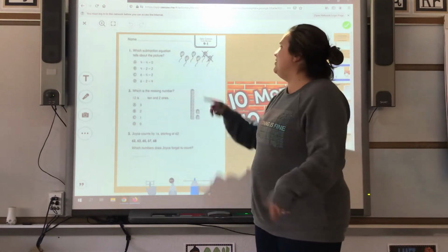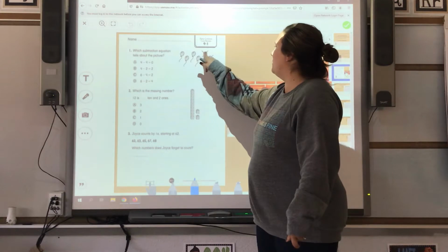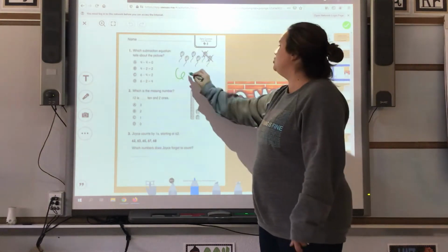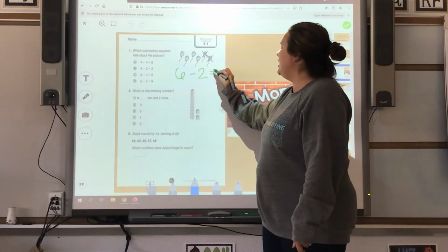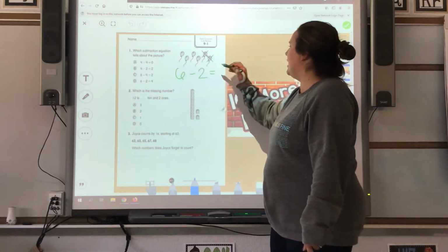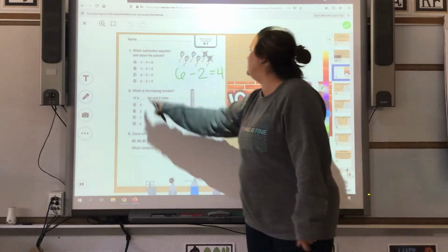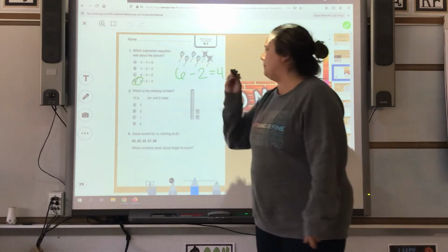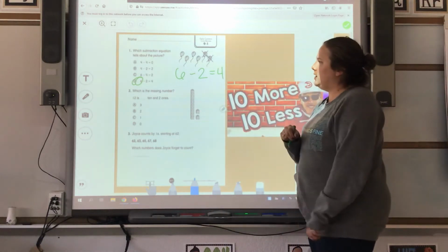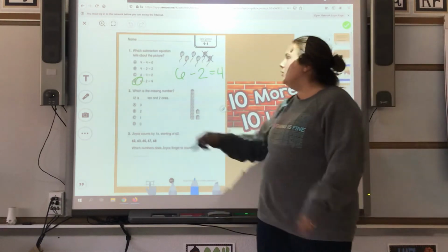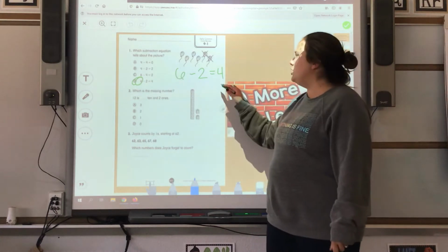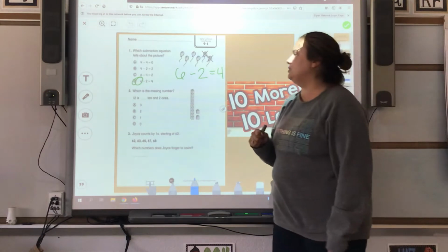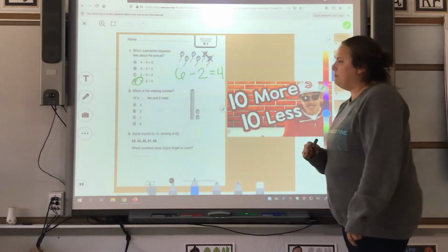Which subtraction equation tells about the picture? So we see that we have 1, 2, 3, 4, 5, 6 balloons. Minus 2, because 2 of them are marked out, equals 1, 2, 3, and 4. So we know 6 minus 2 equals 4. I'm sorry, my marker's a little off. 6 minus 2 equals 4. You also could do 6 minus 4 equals 2, but because we have the 2 marked out, that's what we're going to subtract.